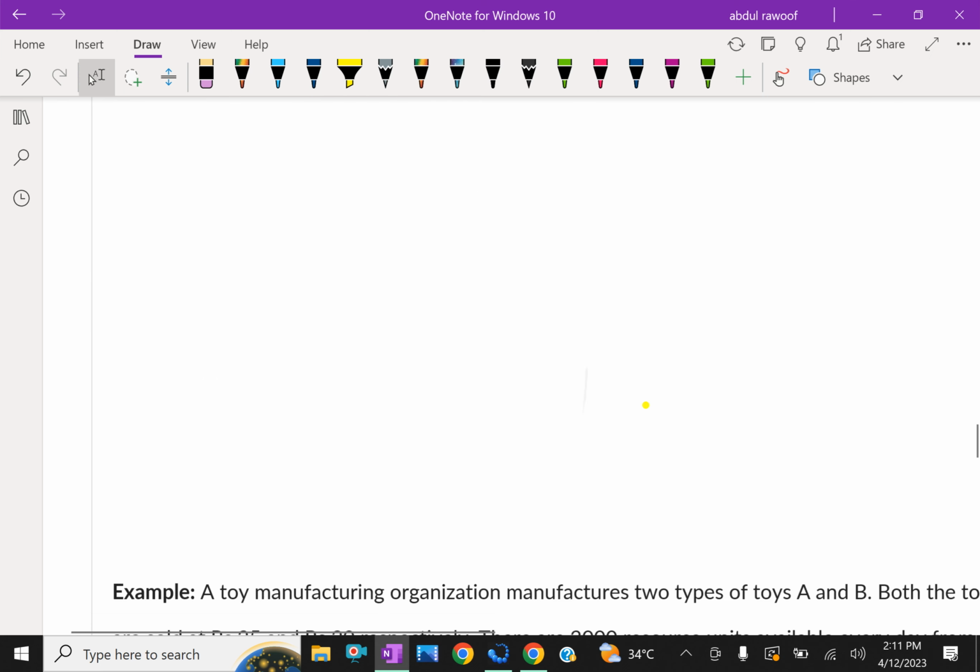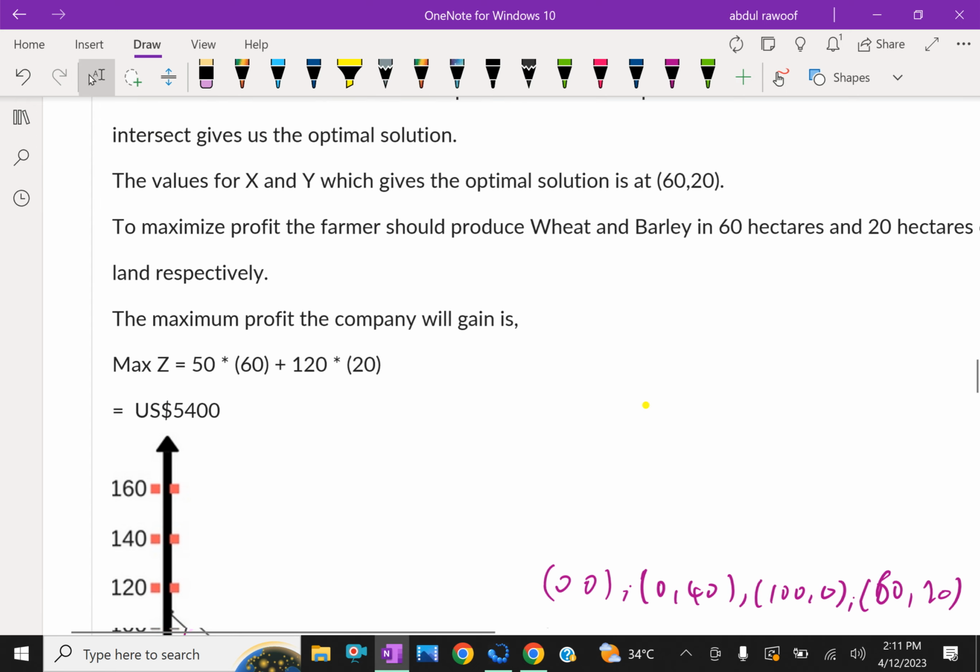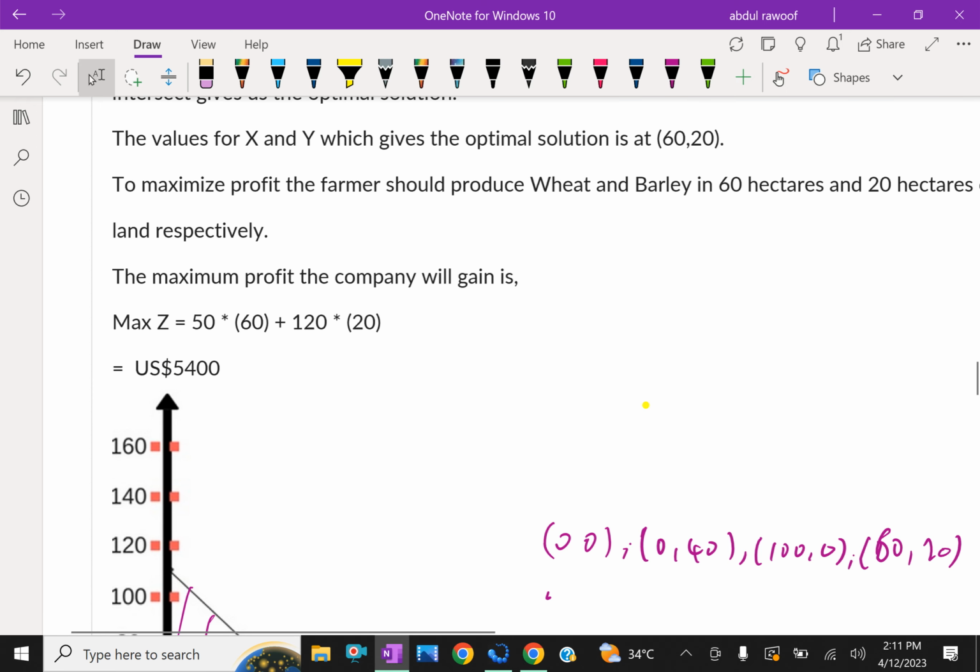Now we'll put the values, the maximum. Look at here. If you are using these values 0 0, 0 40, 100 0, 60 20, among these values if you put x is 0, 20, 60 and 20 gives the maximum value. Suppose we are putting 0 0, maximum 0 comes, it's not useful. 0 40 means here if you put 0 and 40, 120 into 40 is something, and adding 50 plus some number will come, but maximum will come for 60 and 20.